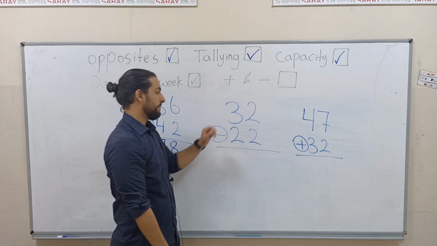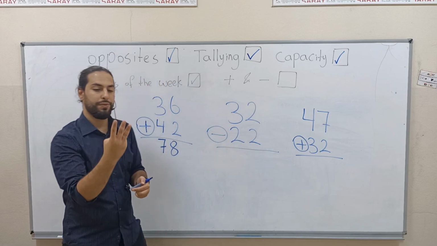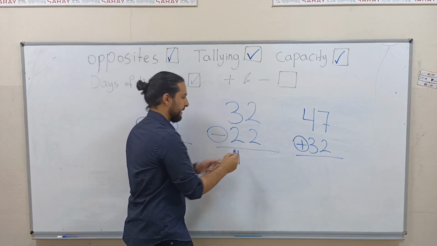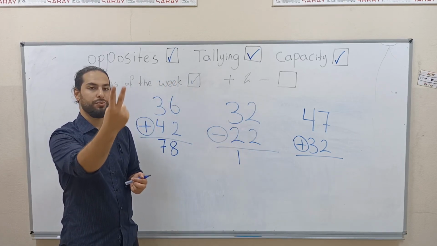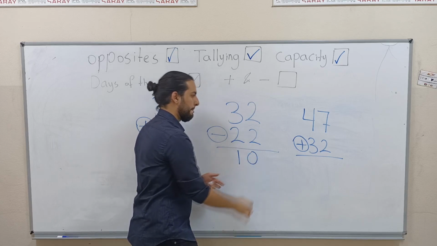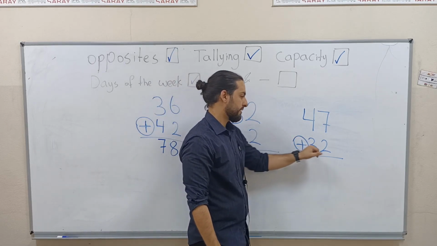Next one is minus, so we have 3 and 2. So 3 minus 2, 1, 2. The answer is 1. 2 minus 2, 1, 2. The answer is 0. Here we have 4 plus 3.